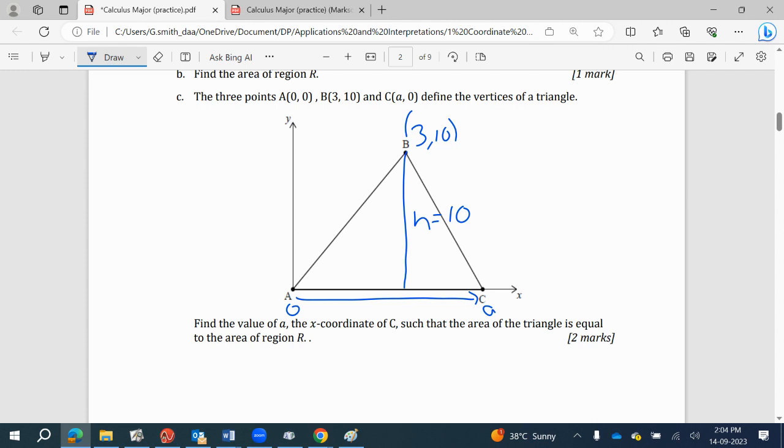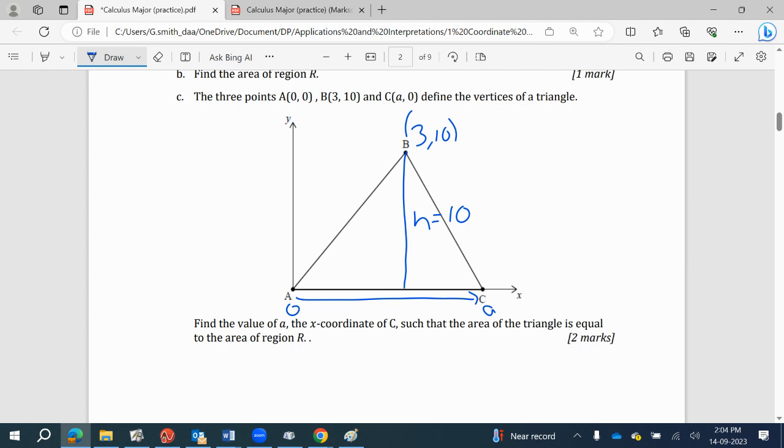So I've got 10 and A. In this question, I have to find the value of A so that that triangle has the same area as what I've just calculated. That's what it says: find the value of A such that the area of the triangle is equal to the area of the region.